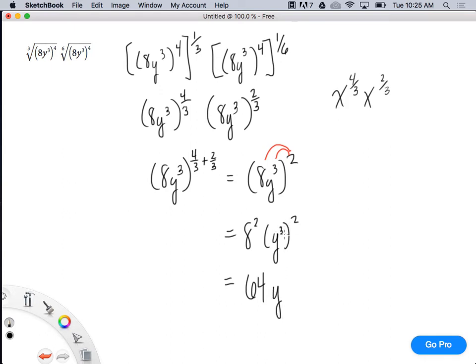Y to the third squared, a power to a power, is y to the sixth. You see how it's the same rules over and over and over and over again? This is why we need to practice, okay?